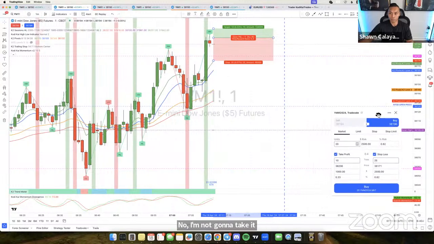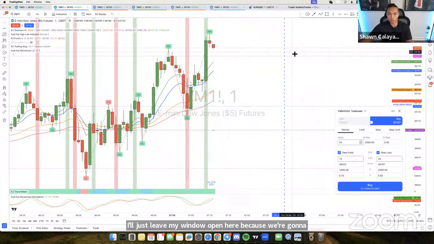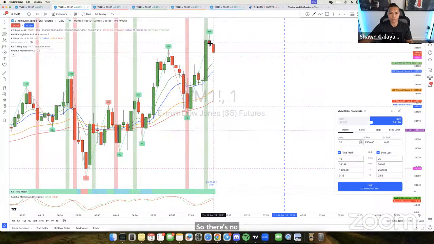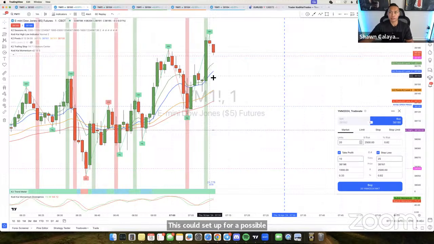I'll just leave my window open here because we're going to be taking buys anyways. Trend is bullish, so there's no entry there, guys. No entry at all. We were waiting for it to close green. Didn't close green. Completely fine. If price continues to climb up higher, this could set up for a possible MPS, but it's going to have to push up pretty high.